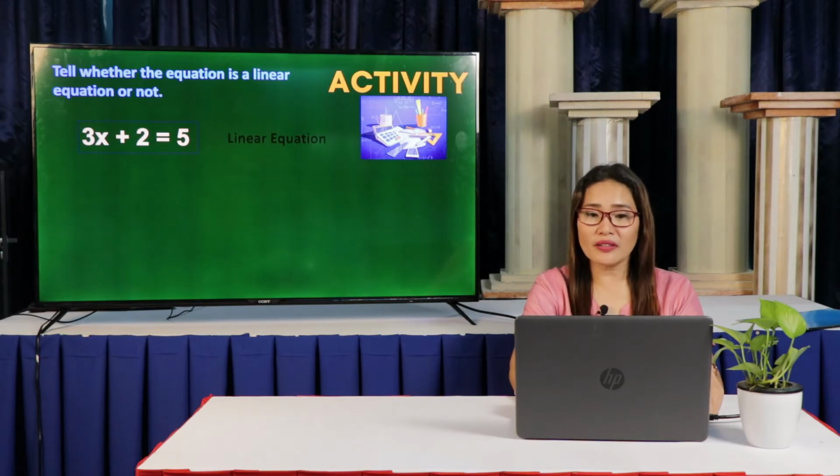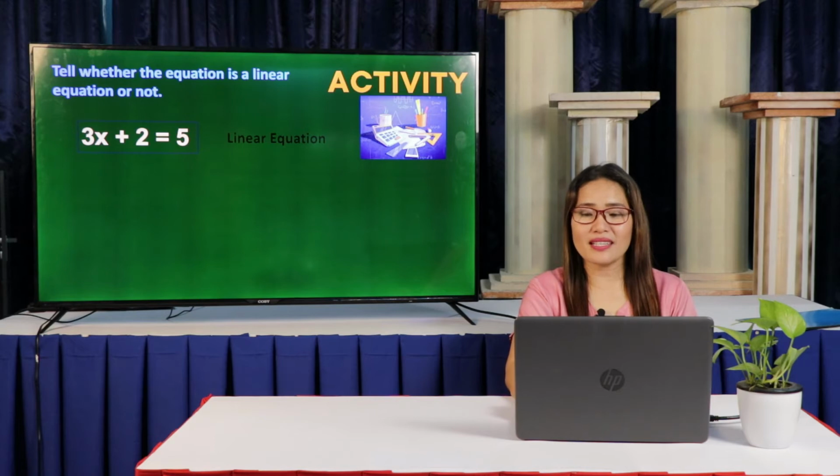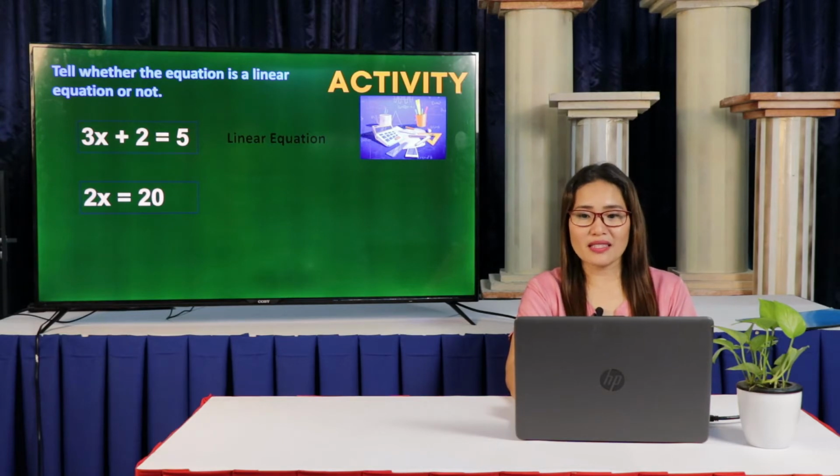You're absolutely correct. The equation 3x plus 2 equals 5 is a linear equation, since the equation is in a degree of 1. What about 2x equals 20? Is this a linear equation? Very good, students. Still, the given equation is a linear equation.